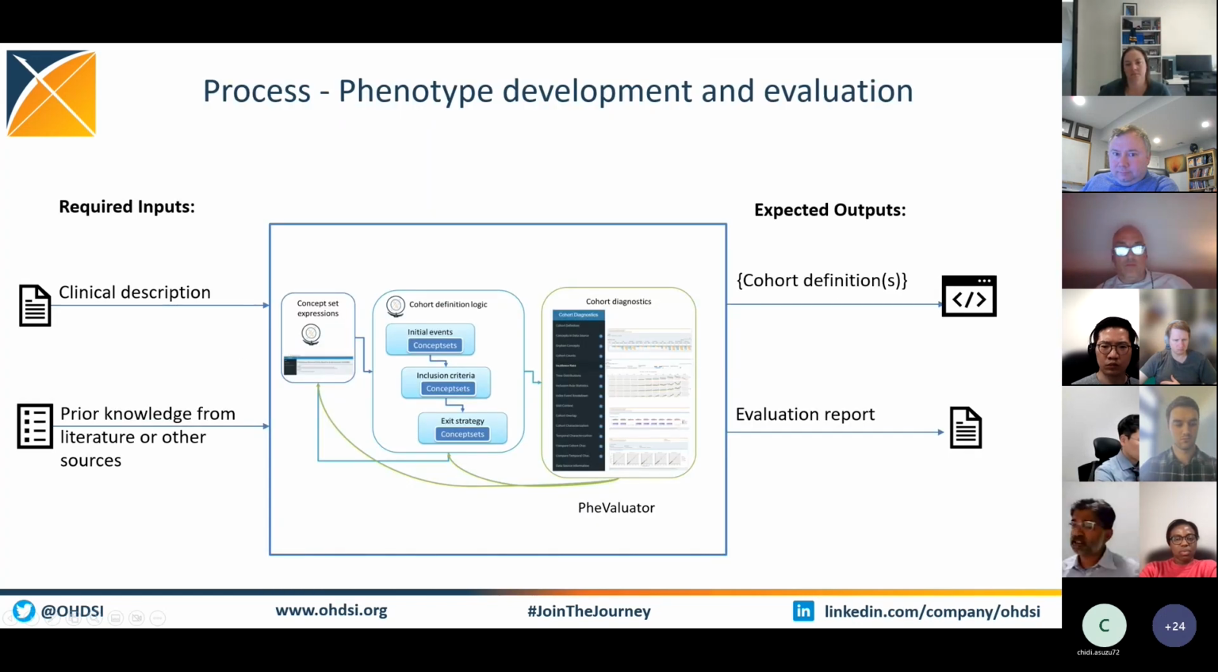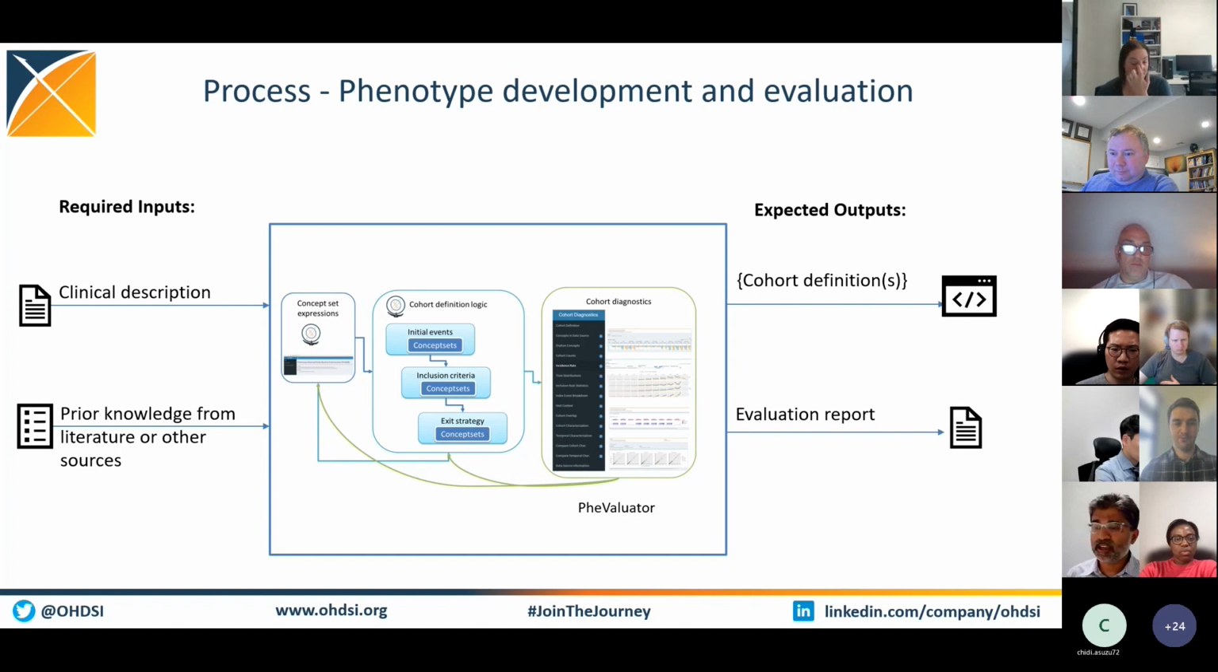We have developed a process of phenotype development evaluation. The phenotype development evaluation framework has a set of inputs, which is on the left side, and a set of expected outputs, which is on the right side. We've used this framework as part of the Odyssey Phenotype February and it has been used in multiple other studies.